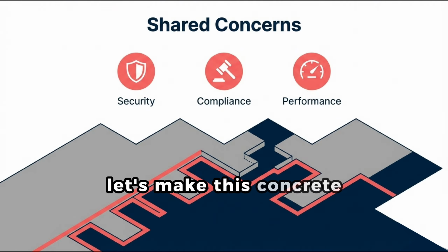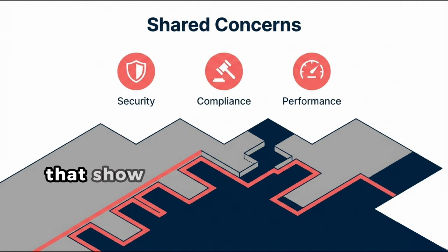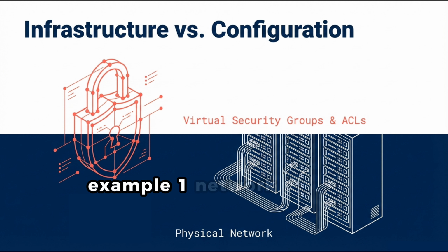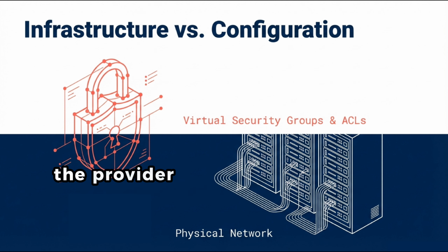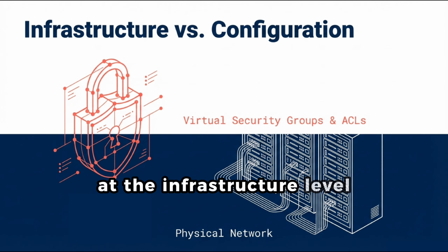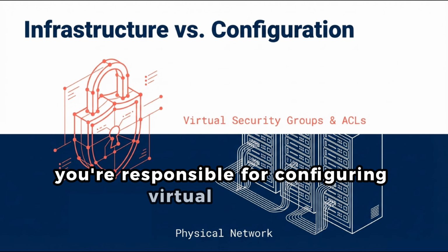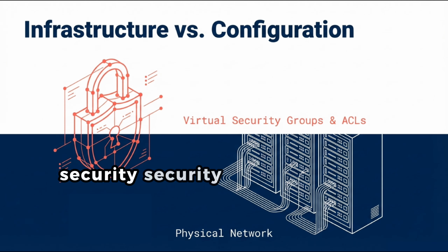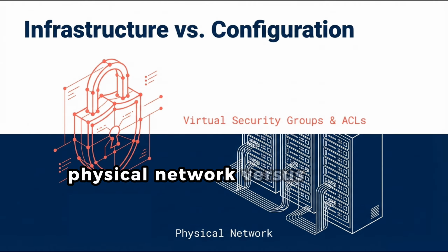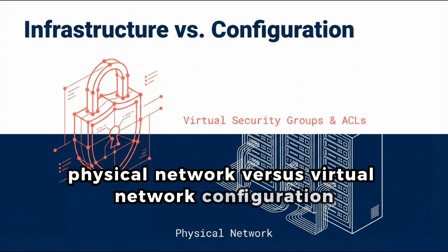Let's make this concrete with specific examples that show exactly where boundaries fall in practice. Example 1. Network security. The provider is responsible for the physical network infrastructure and protecting it from external attacks at the infrastructure level. You're responsible for configuring virtual network security, security groups, network ACLs, firewall rules, network segmentation. The boundary is clear: physical network versus virtual network configuration.